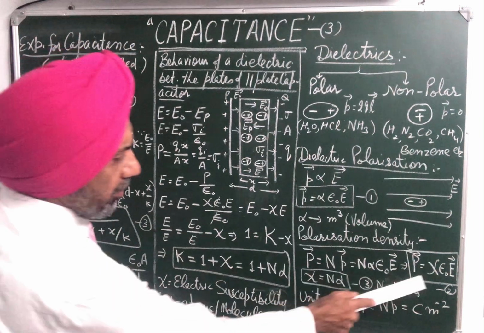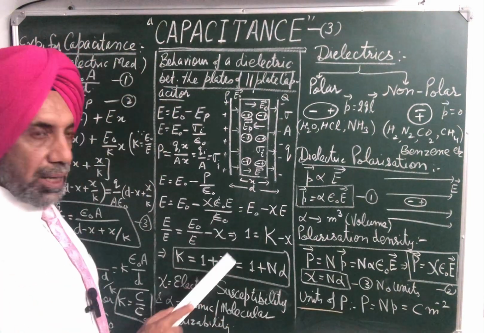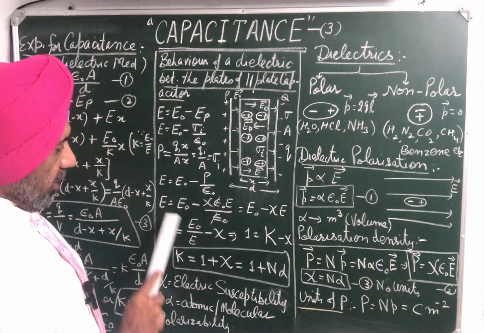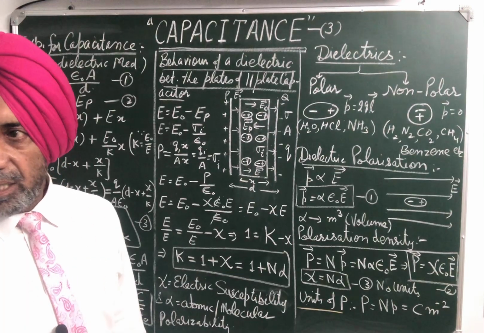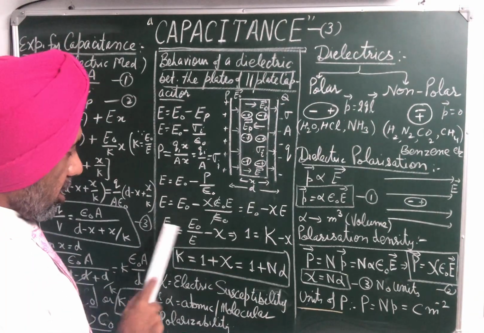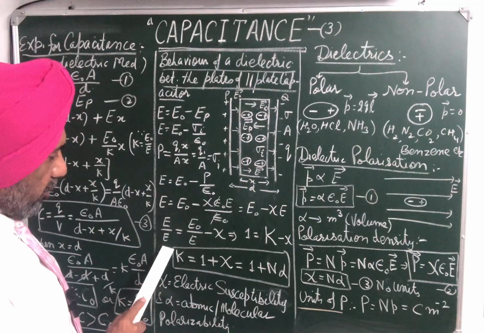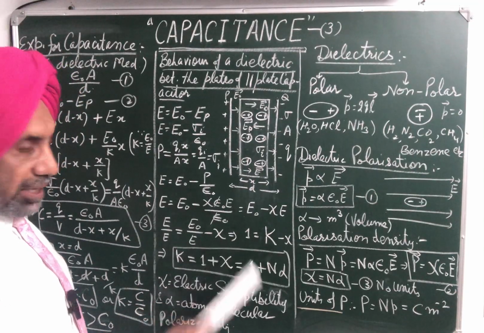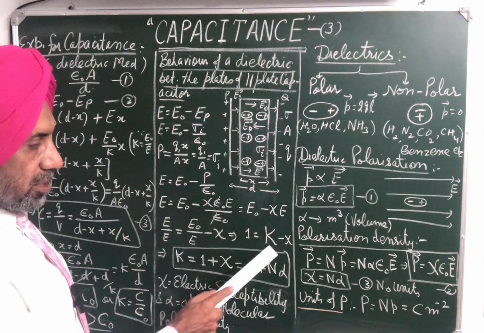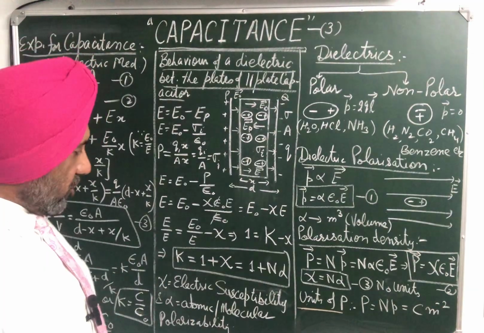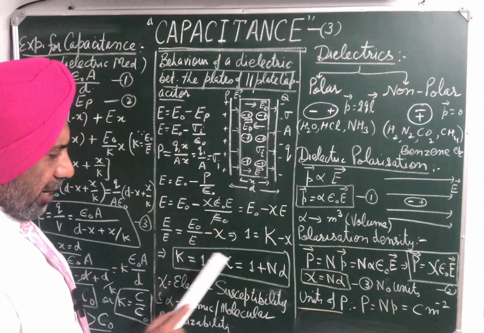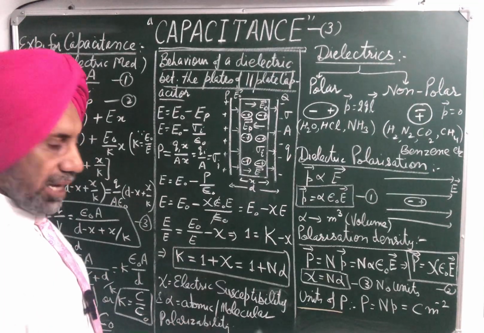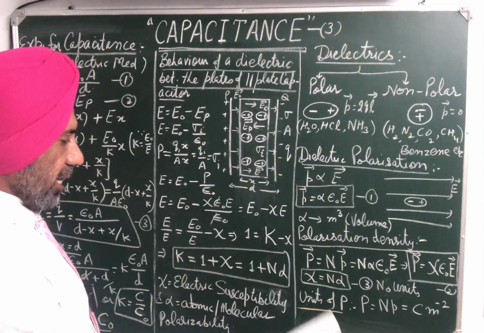So therefore, E is equal to E naught minus sigma i upon epsilon naught; put sigma i is equal to P upon epsilon naught. Substitute the value of P from here, chi epsilon naught E. Epsilon naught cancels. So we have E is equal to E naught minus chi E, or divide by E throughout. So E upon E is equal to E naught upon E minus chi. But E naught upon E is K, the dielectric constant by definition. E upon E is 1.